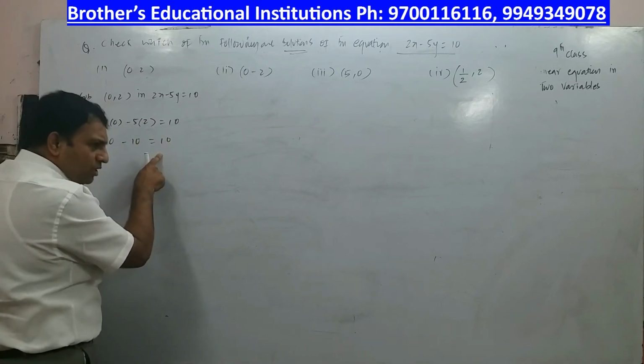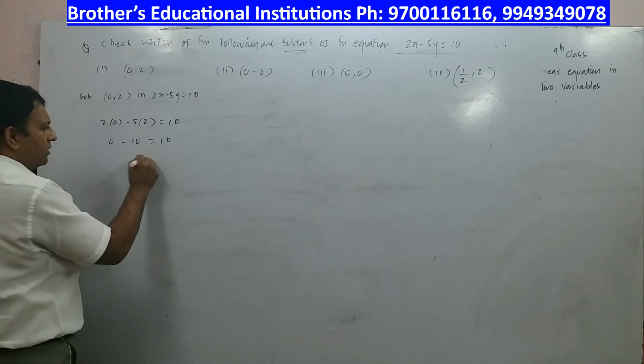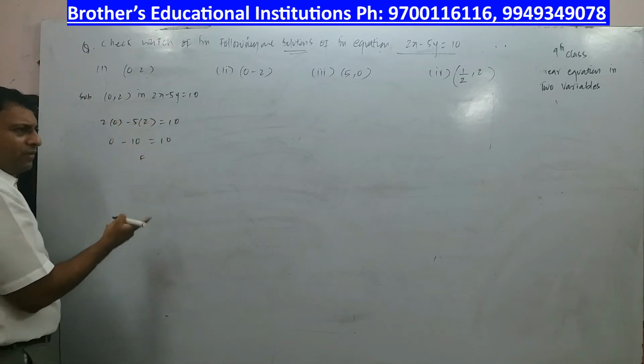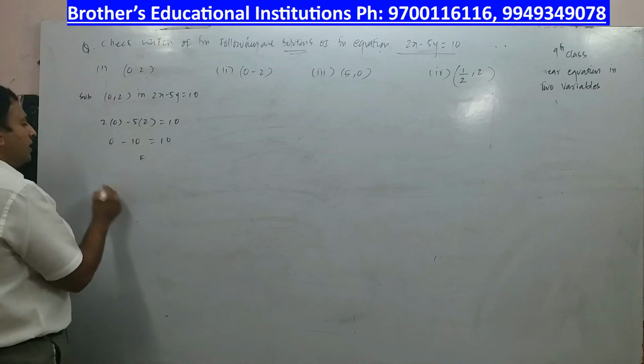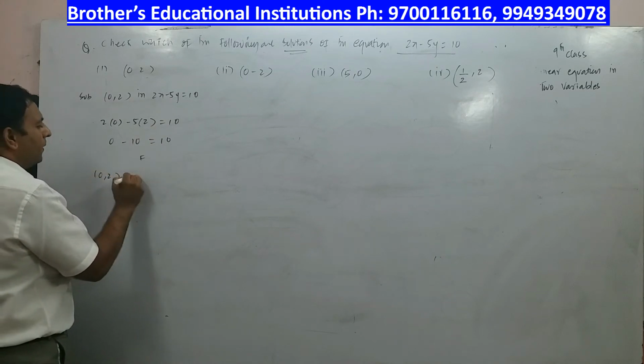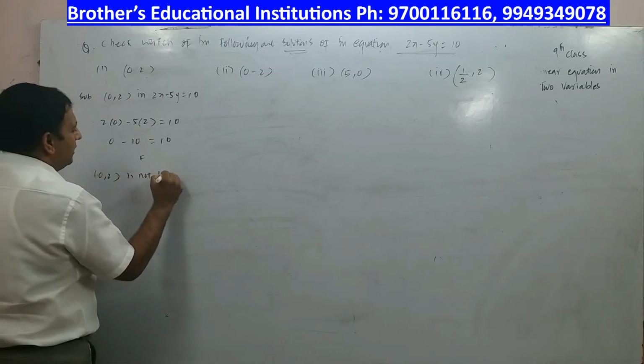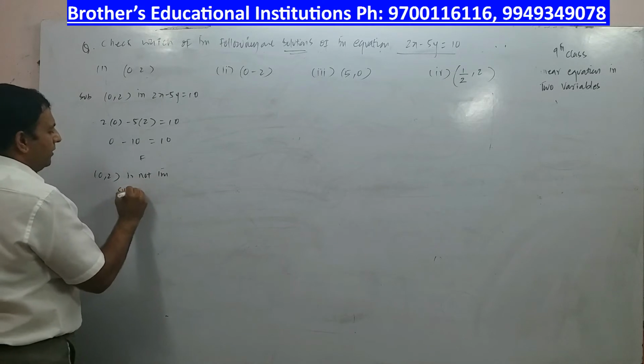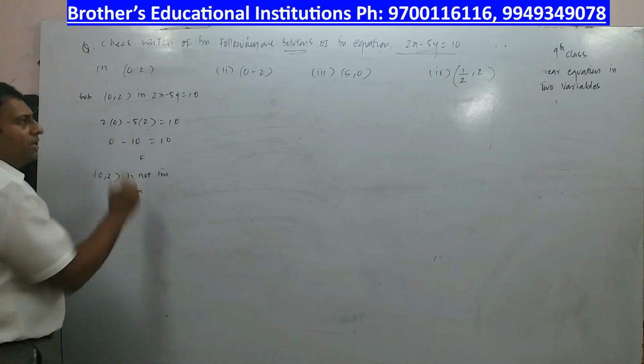Is minus 10 is equal to 10 true? No, it is false. So is 0 comma 2 satisfying? No, 0 comma 2 does not satisfy. So 0 comma 2 is not the solution. Is not the solution for the given equation.